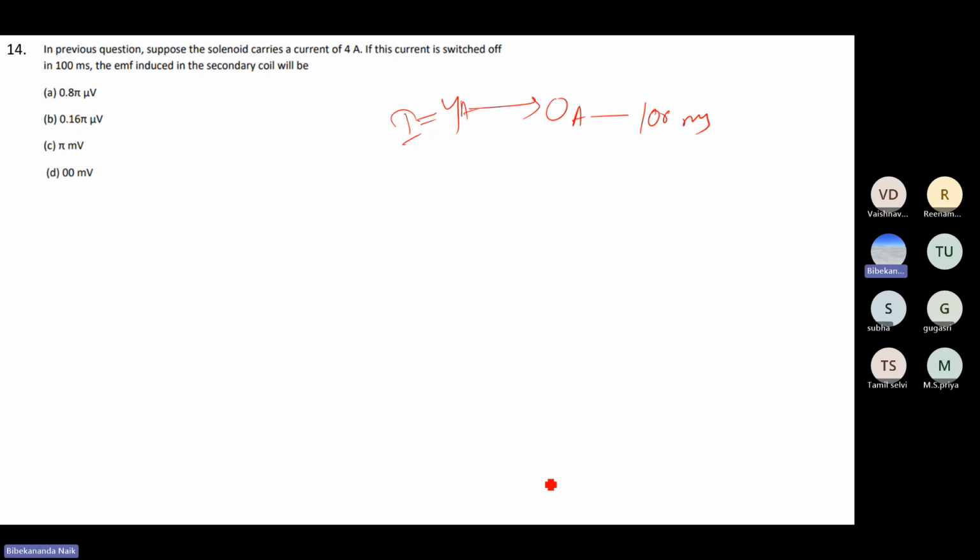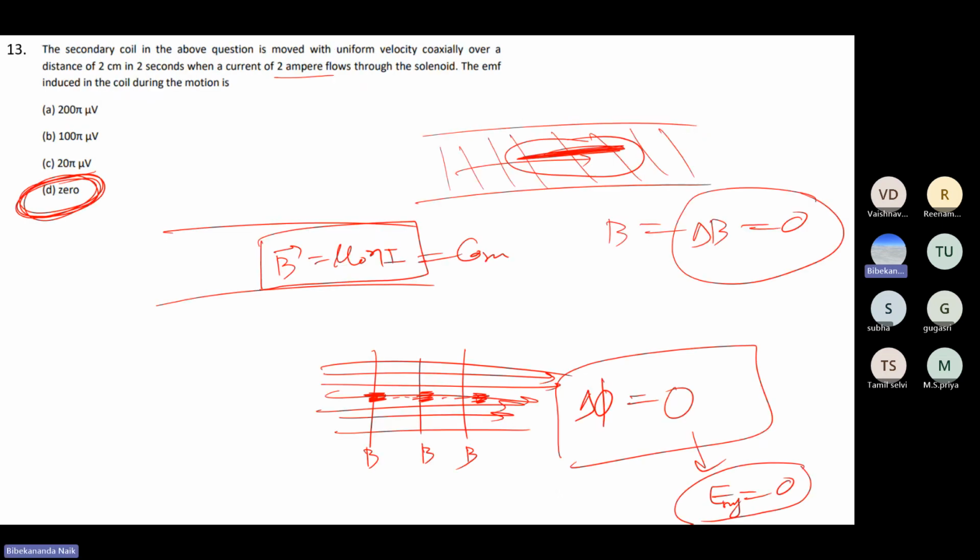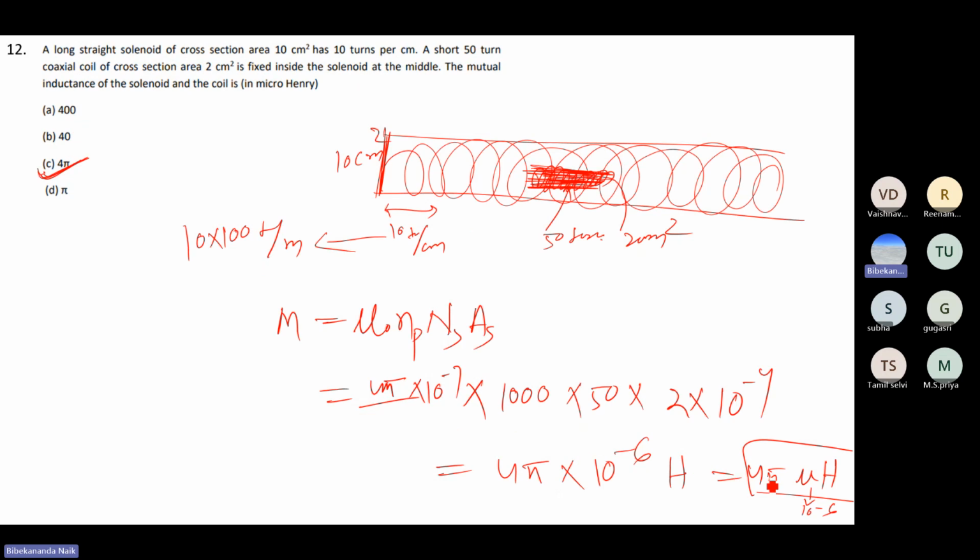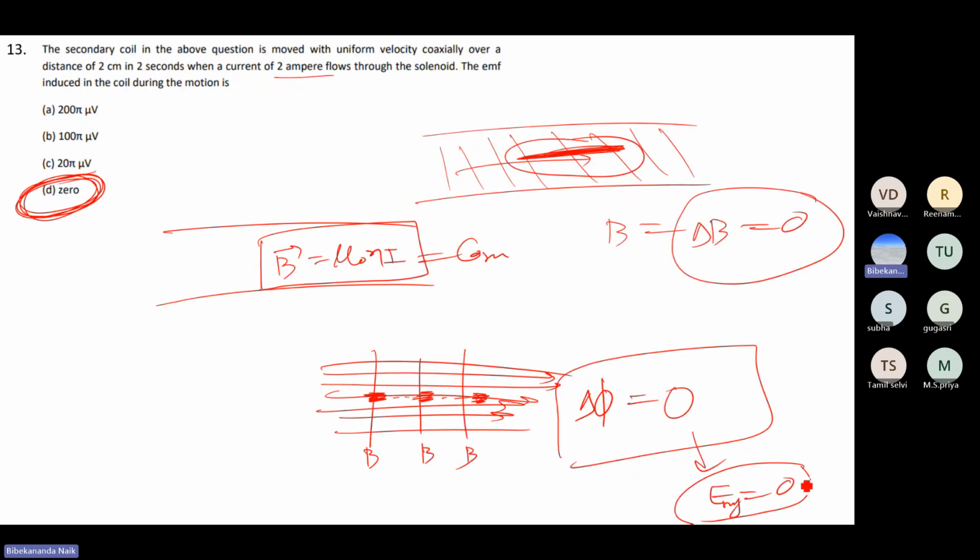So can anyone tell me what will be the induced EMF in the secondary coil? In the question, we know the mutual inductance. This mutual inductance is 4 pi microhenry. And if you remember, we had already discussed the formula in which we derived the EMF induced as a function of the mutual inductance and the rate of change of current. So we will use that formula here and calculate the induced EMF in the coil.